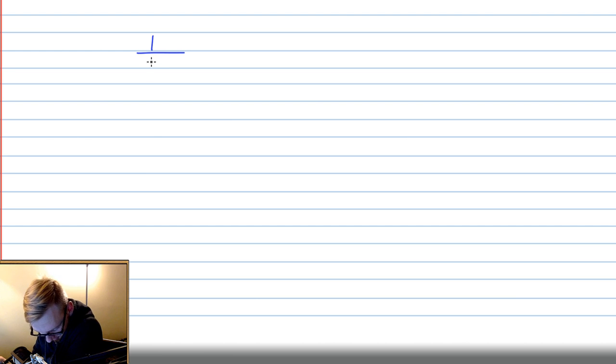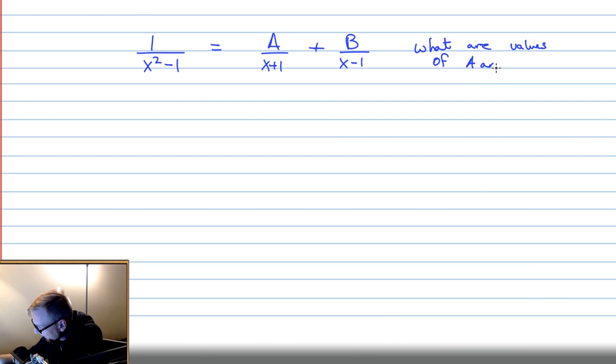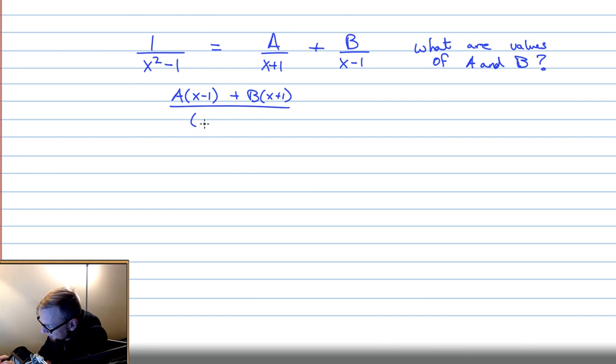Okay. 1 over x squared minus 1 is equal to a over x plus 1 plus b over x minus 1. This is just a partial fractions question. And we want to know what are the values of a and b. So to get this back, you have to multiply it out so that they're on the same denominator, right? So that means we'd have a times x minus 1 plus b times x plus 1, so that the bottom is the x plus 1, x minus 1, right? Which multiplies out to be this bottom part.